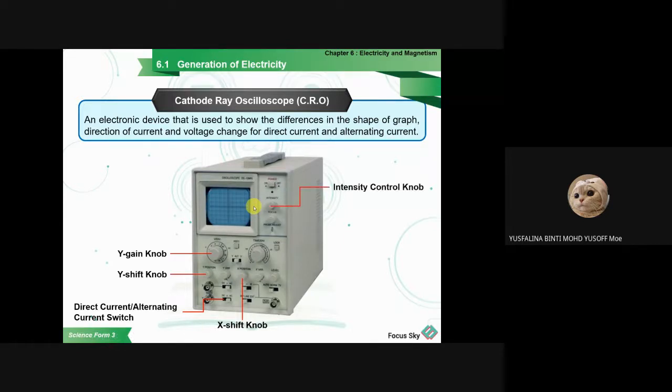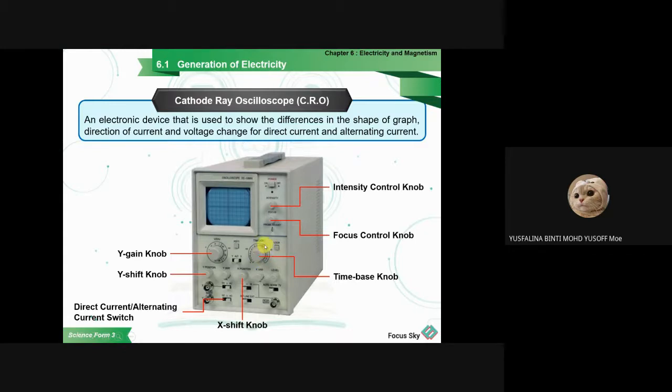Okay, and then this one is the intensity control knob. So you can change the intensity, increase the intensity so the graph becomes brighter. Okay, and this one is the focus control knob. This one is for the sharpness. Okay, the sharpness of the graph. And this one is the time base. This one is actually for when you want to calculate the frequency, right? You want to find the period. So this is the time base here, right?